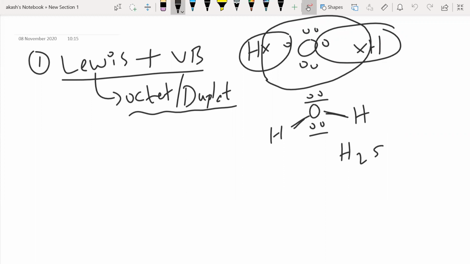And the third and main problem is that there are molecules which don't obey the octet or duplet rule. In certain molecules I can have more than 8 electrons in the valence shell, and in some cases even less than 8 electrons. Can you give me an example where the atom is going to have more than 8 electrons in the valence shell?